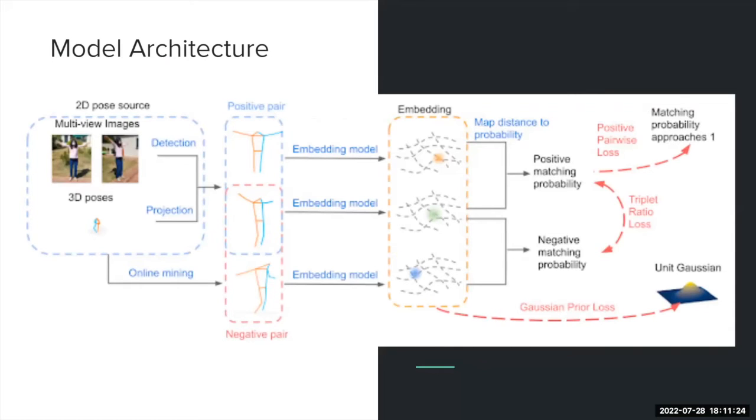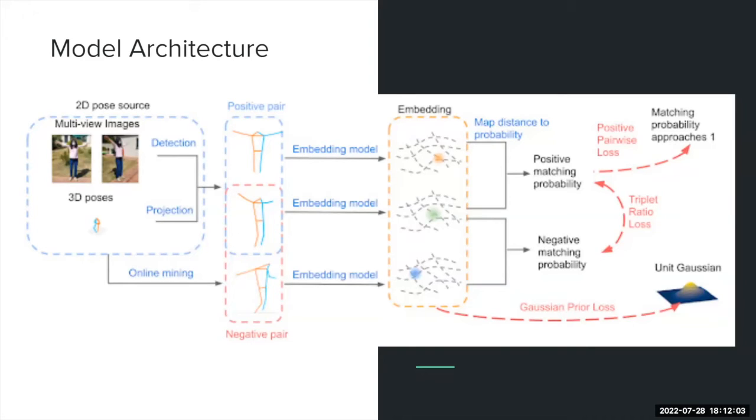Okay. During training, they used 2D poses from 2 different sources: multi-view images and projections of ground truth 3D poses. Triplets of 2D poses, called anchors, positives, and negatives, are selected from a batch. The anchor and positive are two different projections of the same 3D pose, and the negative is a non-matching 3D pose. Pr-VIPE then estimates the matching probability of a 2D pose pair from their embeddings.